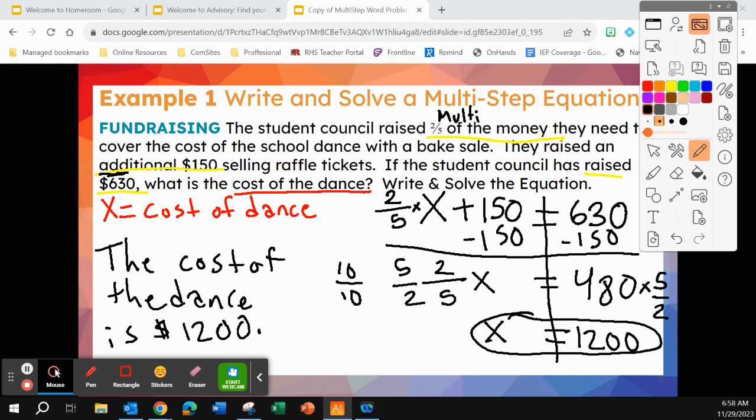So, I read the problem. I looked at what they were asking for. I made that my variable. I underlined all the important numbers in the word problem, and then I tried to put them together in an equation. Once I make the equation, I solve like I would usually, and then I look at what I made my variable, and I make that into a sentence explaining my answer.